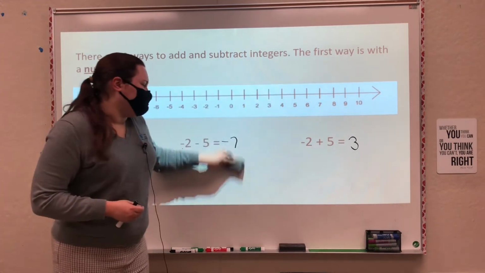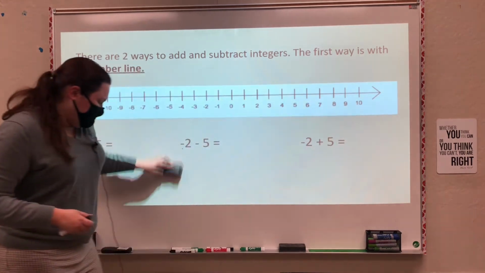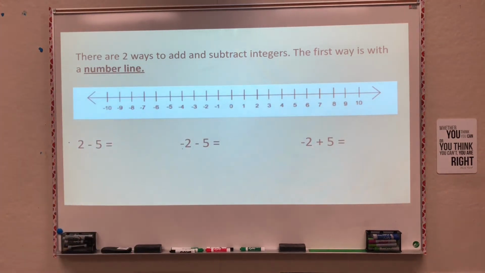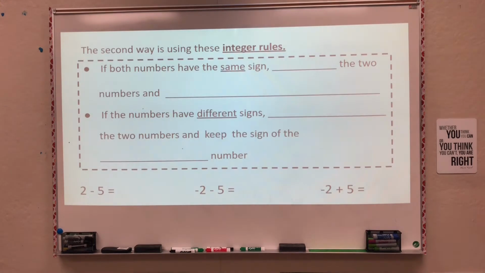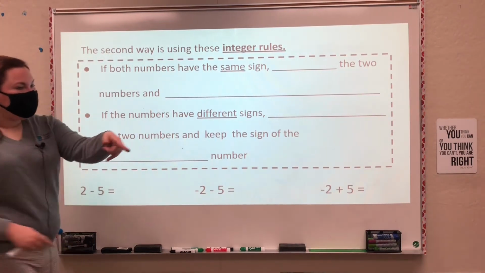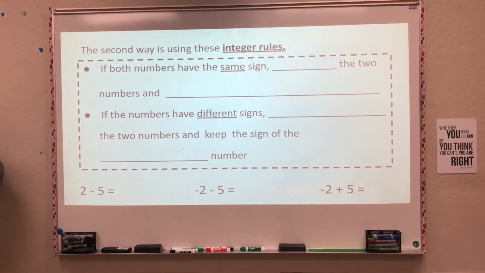for every problem. So from this, we can come up with rules that you can use anytime you're adding or subtracting negatives. You guys might already know these rules. You were telling me you were using the rules earlier. For the first one, it says if both numbers have the same sign, what are you going to do with the two numbers? Yeah, good.